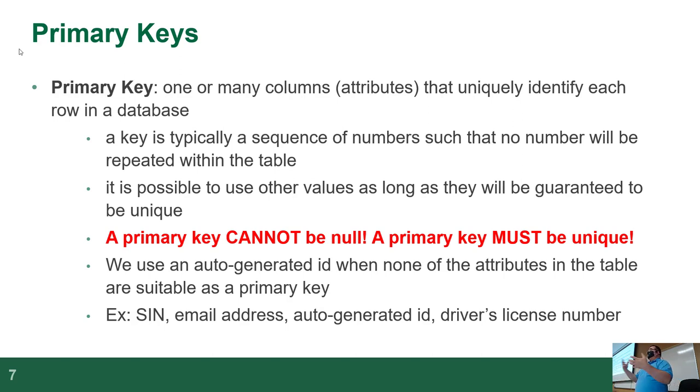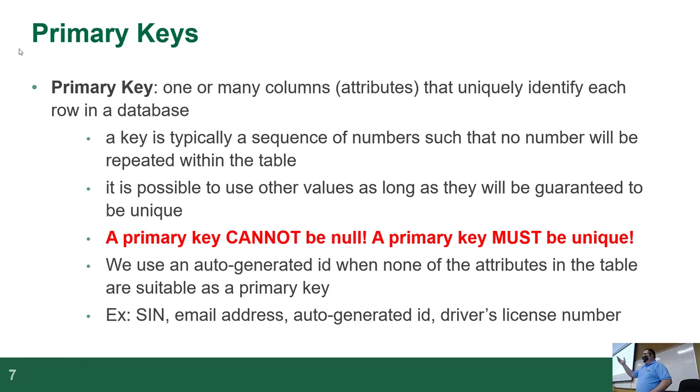At one point, somebody got smart enough to make sure the database server would not let you shoot yourself in the foot. It's good. Normally, we're trying to use an auto-generated ID when nothing else is suitable as a primary key. This is known as a surrogate key or synthetic key. I think that's the way to go.